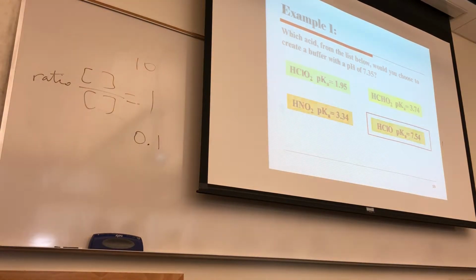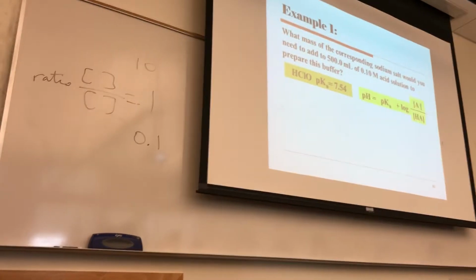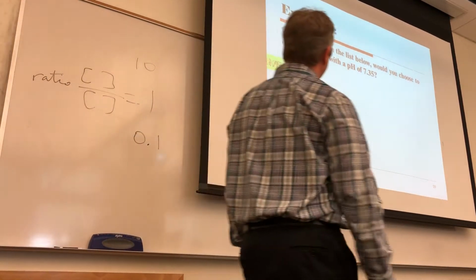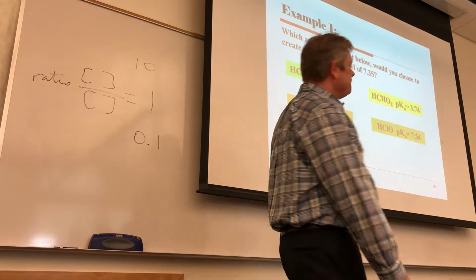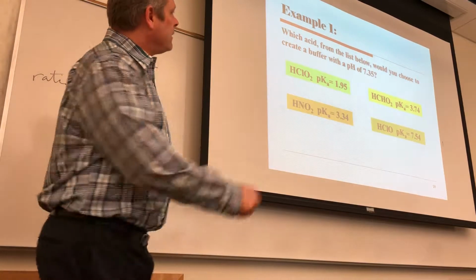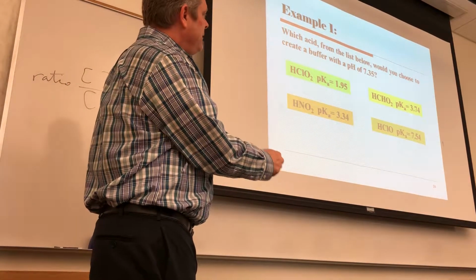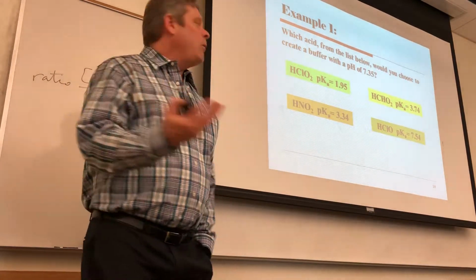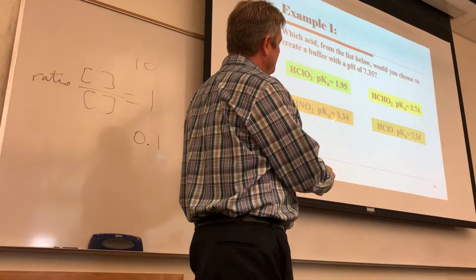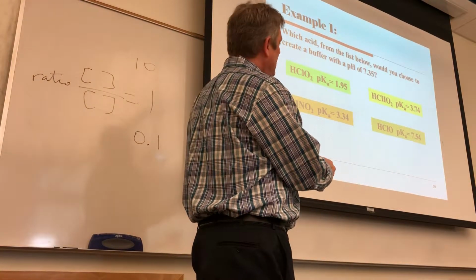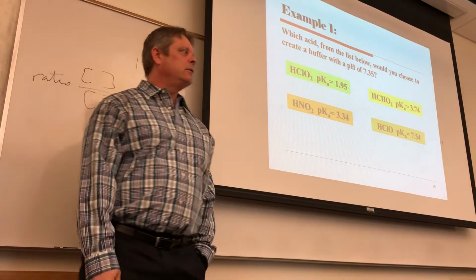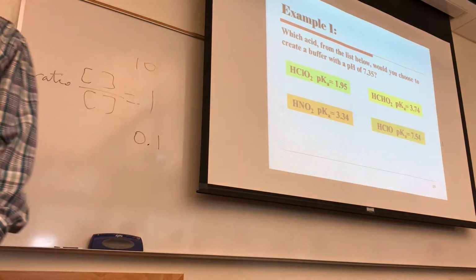Okay, let's take a look at this. Which acid from the list below would you choose to create a buffer with a pH of 7.35? The one closest to that pH, right? These are nowhere near that, so they wouldn't be useful. Based on what we just said, these are 4.34, 2.95, and 4.74. None of those are even close to the pH, so it wouldn't make sense to use those just by looking at it.